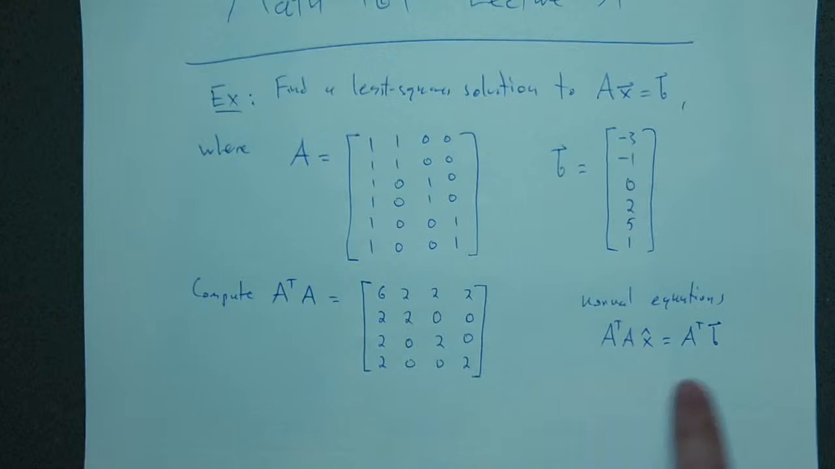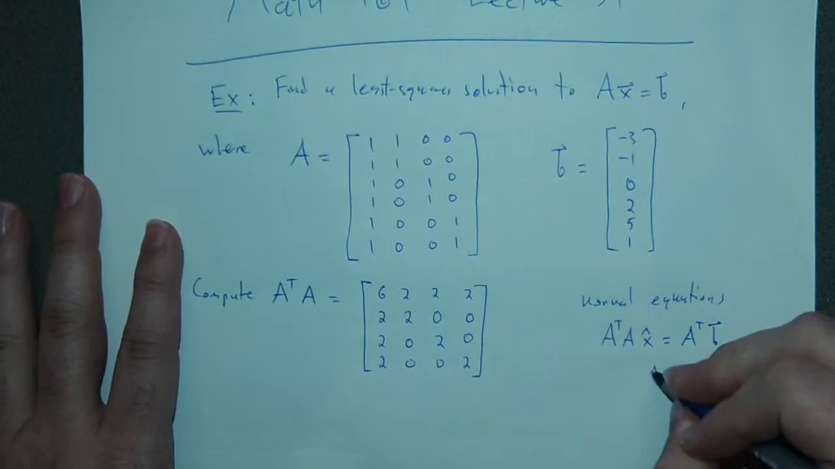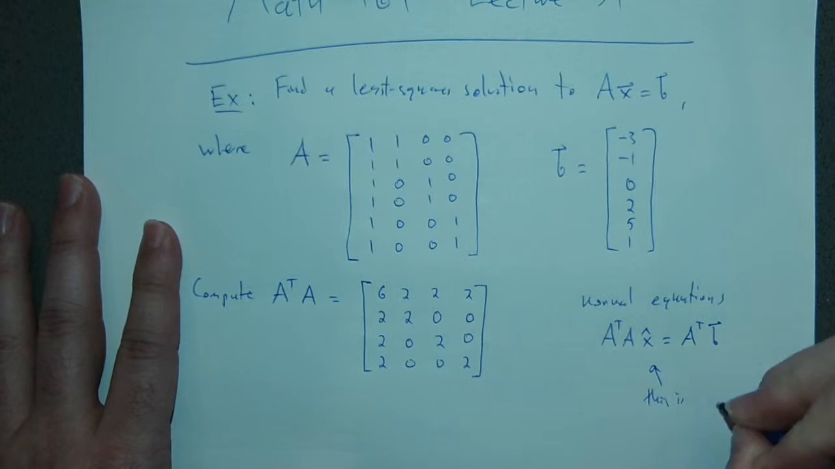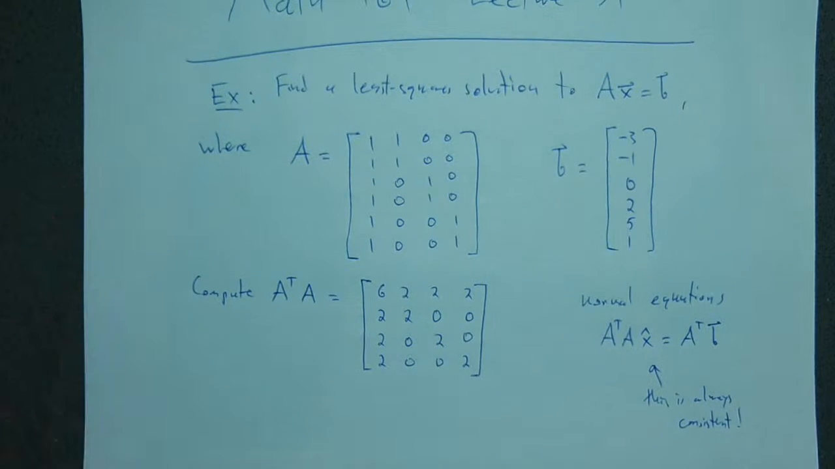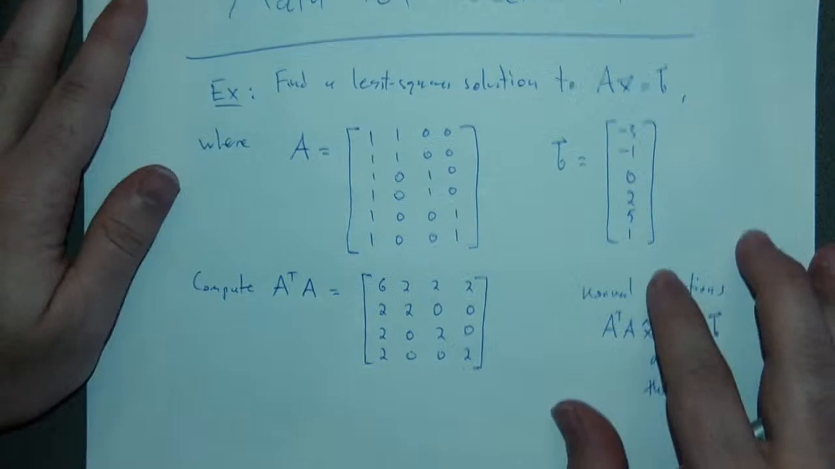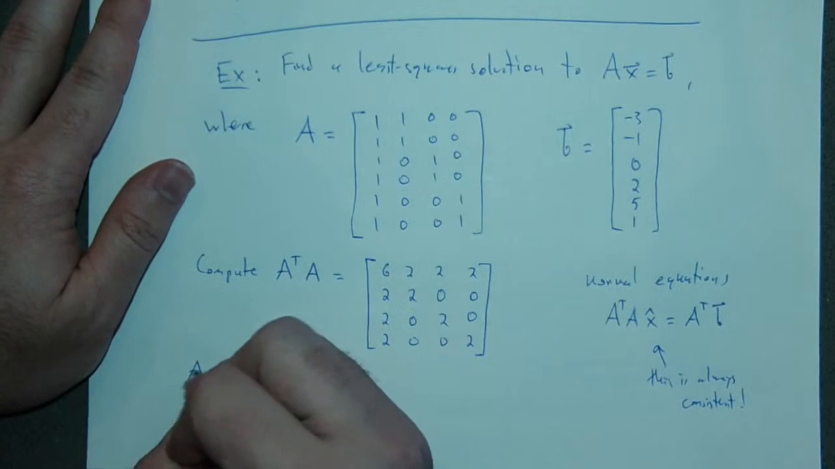You can say for any b, this always has a solution. So this always has a solution. This is always consistent. Even if Ax = b is not, the normal equations are always consistent. Now, here's A transpose A. If you don't believe me, I will show you the computation here in a second.